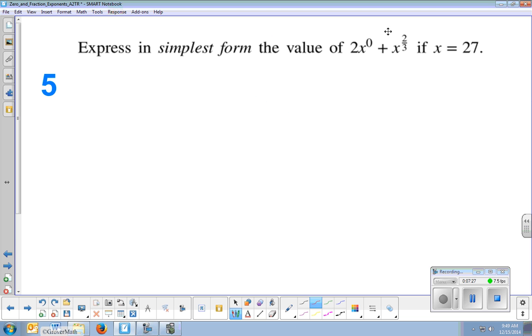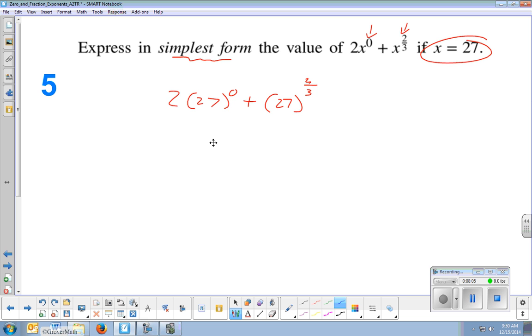One more, which combines our two concepts. We have a 0 exponent here and a fraction exponent here. If x equals 27, let's substitute that in. Simplest form. Always good to underline key expressions like that. So 2 times 27, which is being raised to the 0, and again, no parentheses around 2x means only my x is being raised to the 0, which is my 27 here. So only the value you substitute for x raised to the 0, not the 2 coefficient, plus x, which is 27, raised to the 2/3.